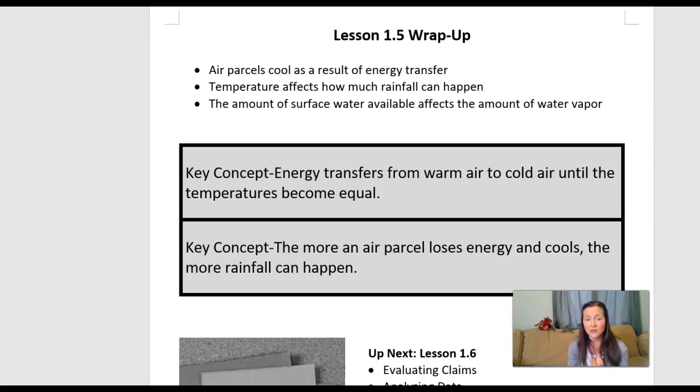Another key concept that we just talked about: the more an air parcel loses energy and cools, the more rainfall can happen. So bigger energy shift from the air parcel on the inside to the surrounding energy on the outside impacts the amount of rain that's going to fall. And then you might have also found some information about water vapor, and if you've got a lot of water vapor, or if you just have a little water vapor, maybe you get more or less rain. We're going to learn more about water vapor in the next lesson.